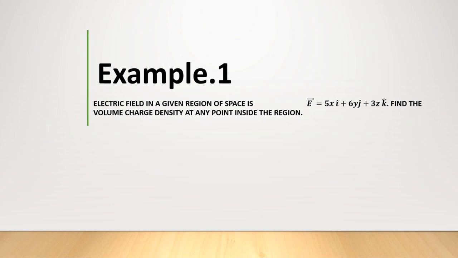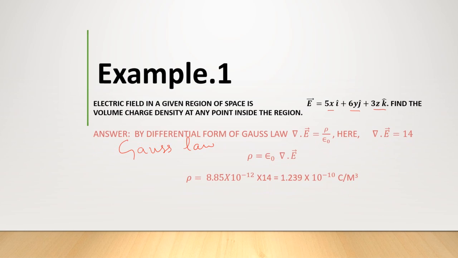Let us have one example. In this problem, you are asked to find out the volume charge density at any point inside a region where electric field is defined by E equal to 5x i, 6y j, 3z k. I will give you 3 seconds. You have to tell me what law or property I should use. Yes, you are right. It is Gauss law in differential form.